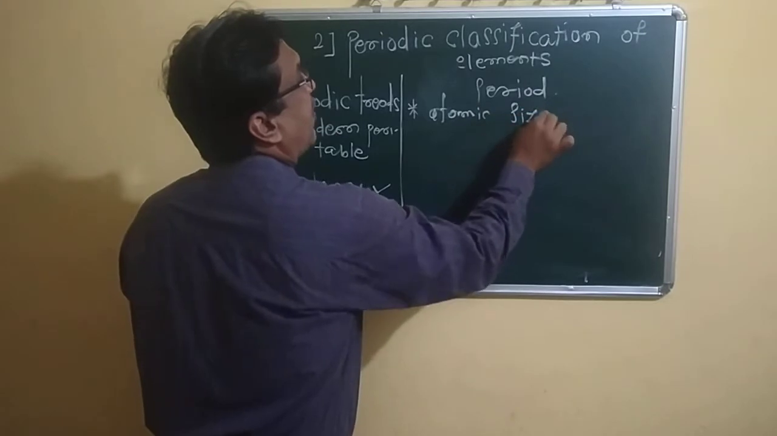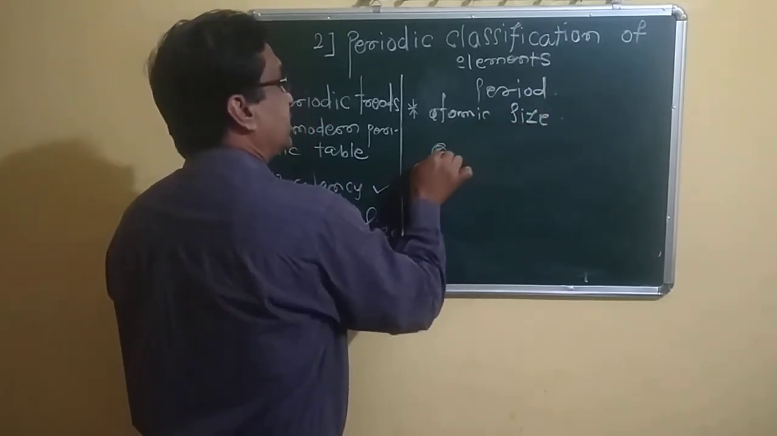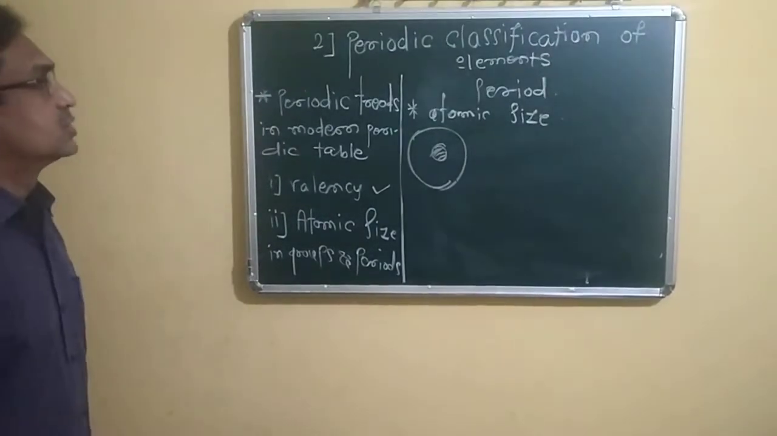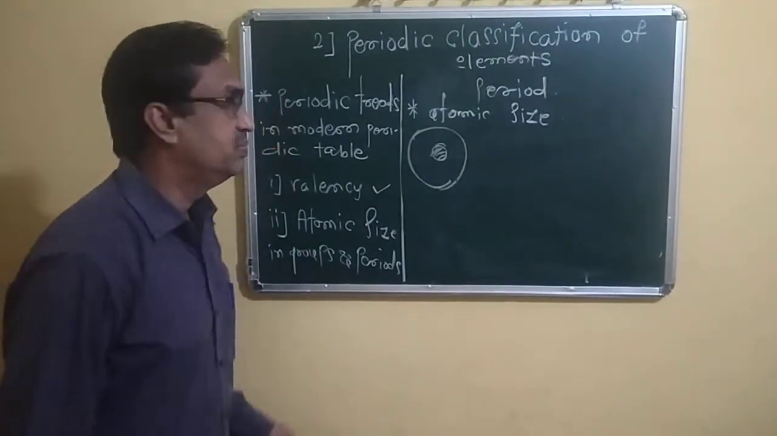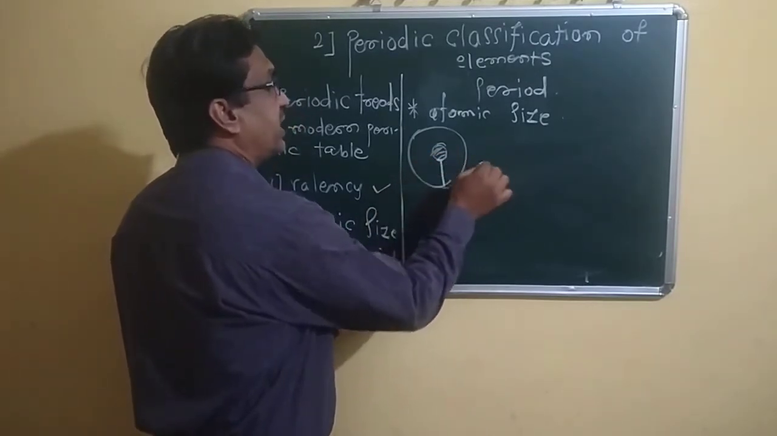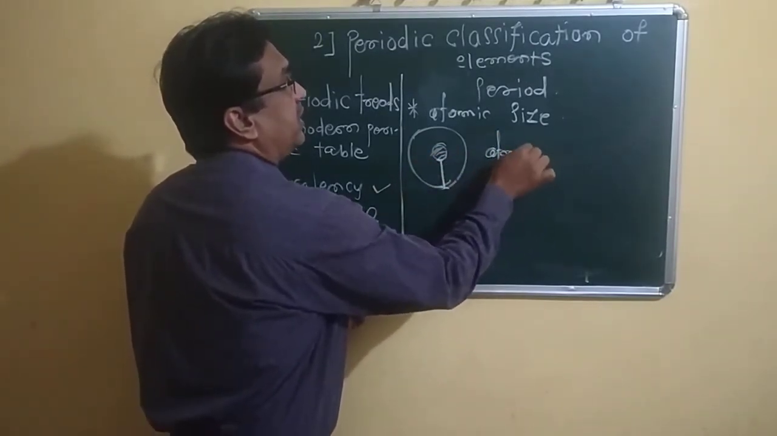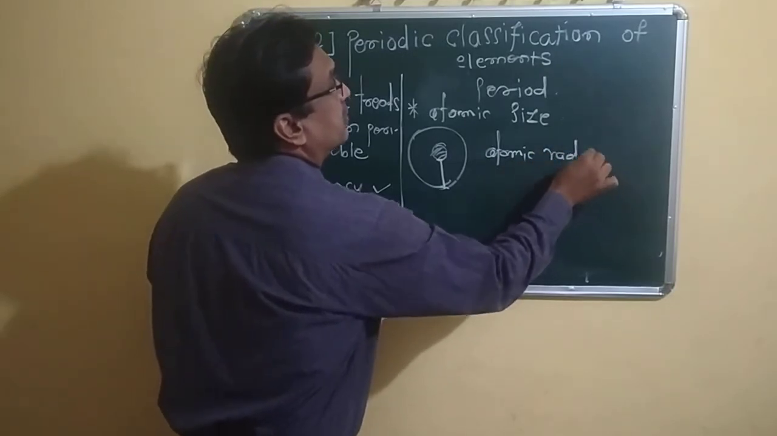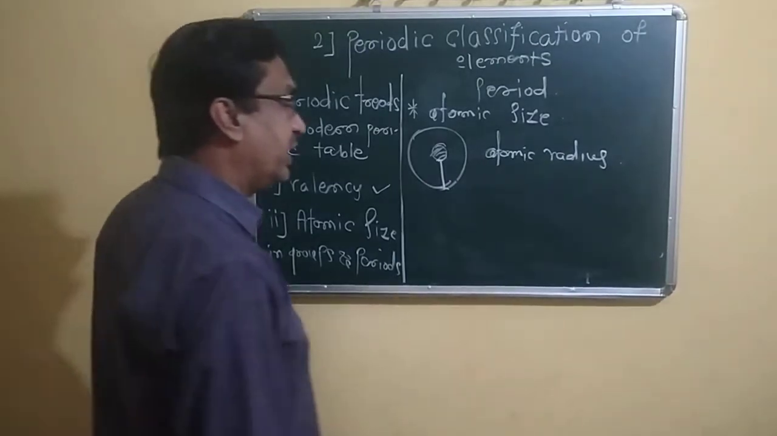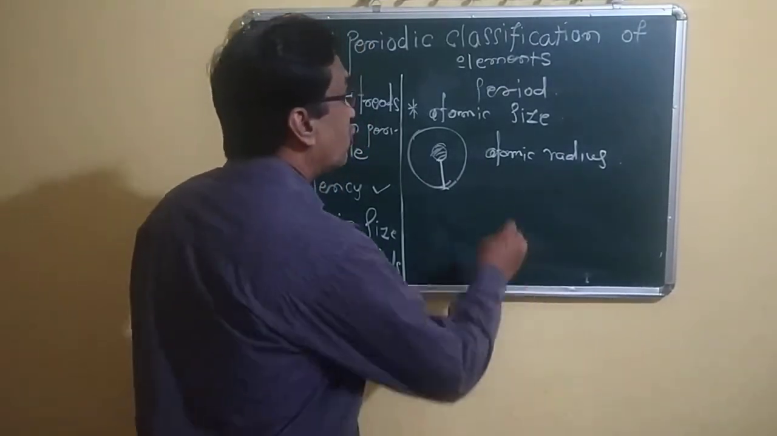Atomic size. Okay. Here is the center, and here is the orbit. So what you have to see? Atomic size means atomic radius. Atomic radius can be measured in picometer.